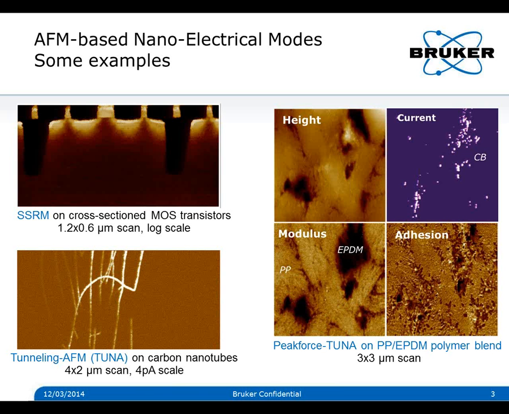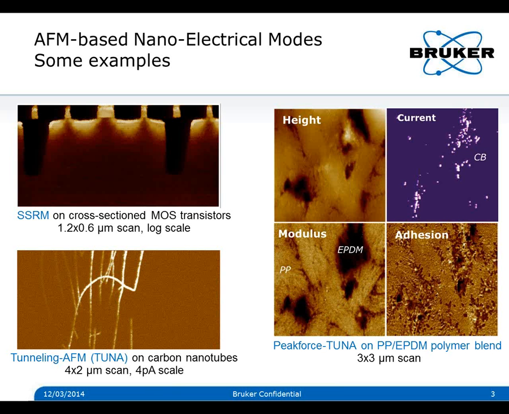The third image on the right is an example of the PeakForce TUNA mode. In this sample, which is a polymer blend of two components, polypropylene and EPDM rubber, the sample is quite a bit softer and more fragile than the other samples shown here. To image in contact mode is not trivial. So imaging in a non-contact mode or an oscillating intermittent contact mode like PeakForce Tapping is a lot easier.